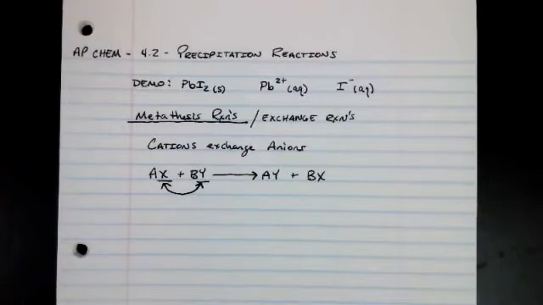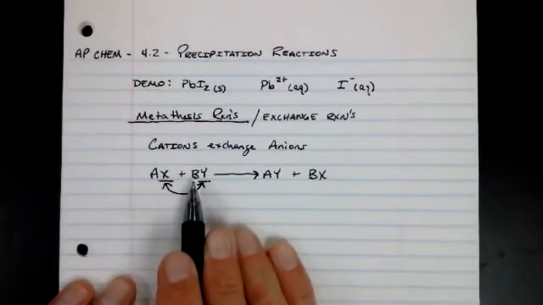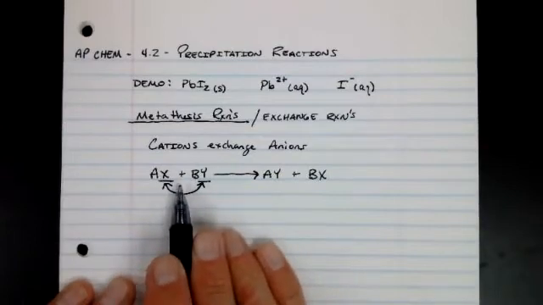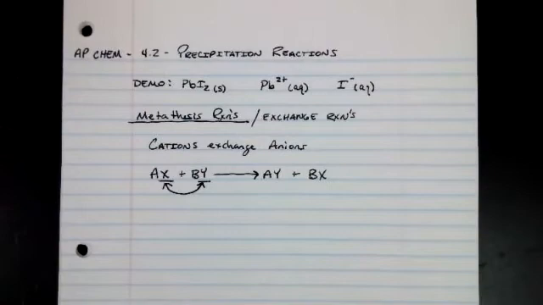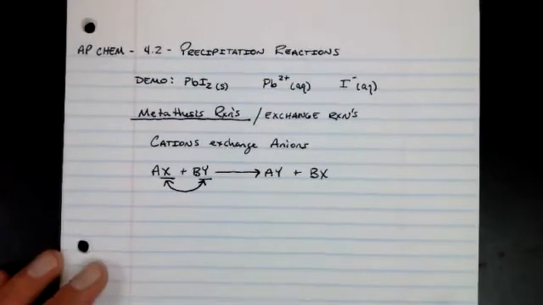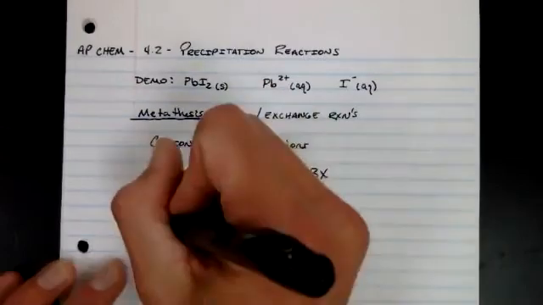Now, sometimes this exchange of anions between the cations produces a solid, a precipitate. It doesn't always. In the case of the reaction I demonstrated for you this afternoon, it did, okay? Here's another example of that.